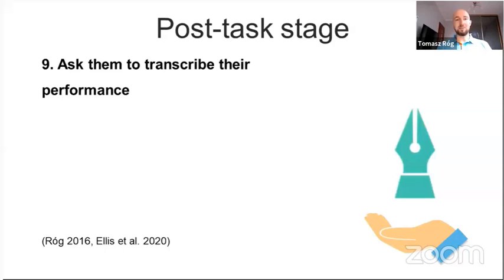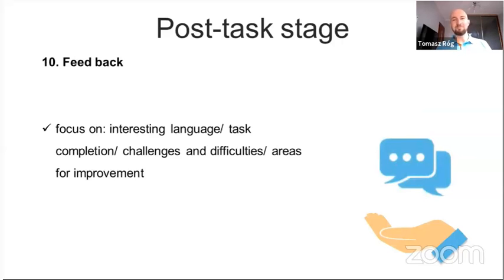Tip number 9, I'm running out of time. Ask them to transcribe their performance. Self-transcriptions made by students are a fantastic teaching tool, and I strongly recommend your learners record themselves performing the task, and then as homework they can transcribe it and focus on different areas of improvement, on discourse markers, adverbs, adjectives, editing their work. And finally, tip number 10, feedback. Not only can you give feedback, but learners can give feedback to themselves. Use peer correction, self-reports, focus on different areas.